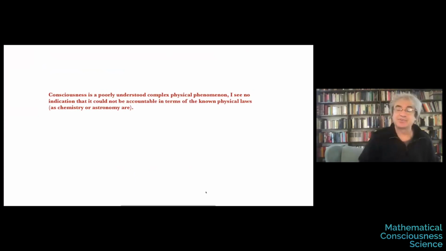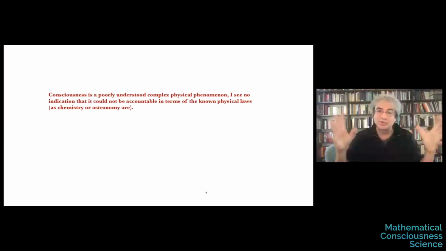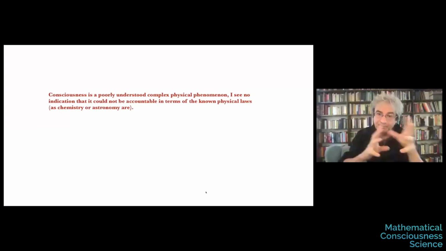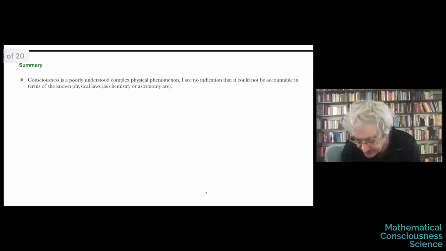I have this slide, which is just the point here. Consciousness, I think, is a very poorly understood complex physical phenomenon, and I'm following with enormous interest the people who specifically work on it and construct beautiful models for understanding it, both mathematical, conceptual, and experimental brain work. As a physicist, I see no indication whatsoever that it could not be accounted for in terms of the known physical laws, like we do in chemistry or astronomy. Of course, developing specific concepts, like the chemical bond, is fundamental for understanding chemistry, but it doesn't go outside our fundamental physics.